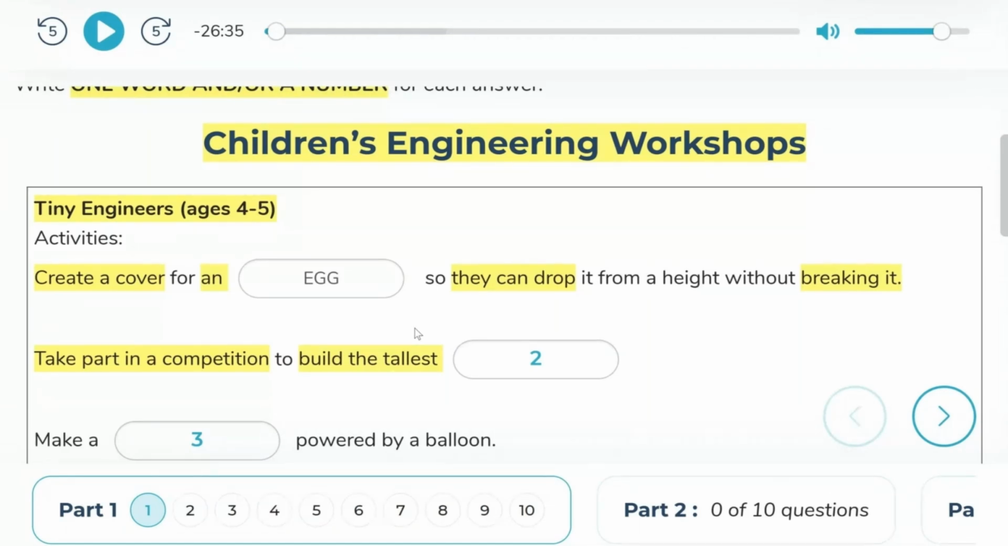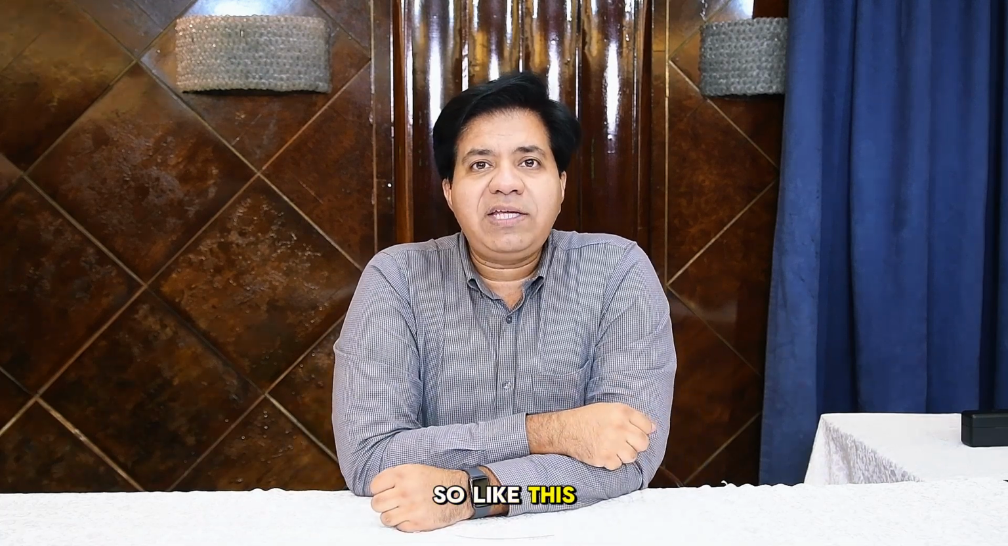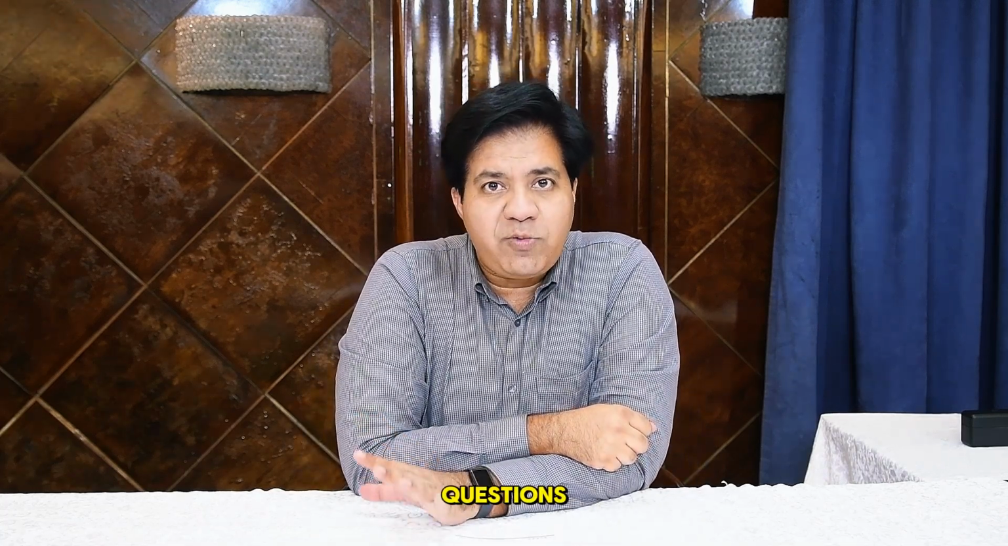Correct answer is tower. And you notice one thing, as I'm writing the answers at the bottom, 1 and 2, they are labeled. See that? Part 1, answers 1 and 2, they are labeled. It means I have answered 2 questions. So if I leave any question from here, I can see that I have missed any question. All right. So, like this, you're going to answer all 10 questions.